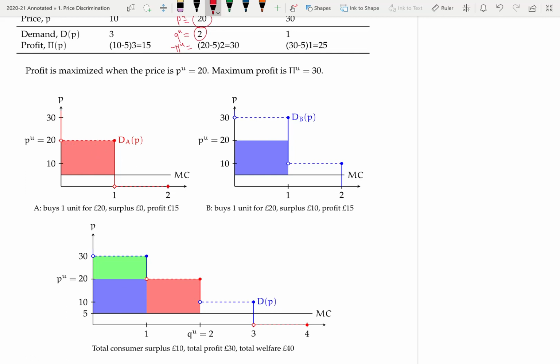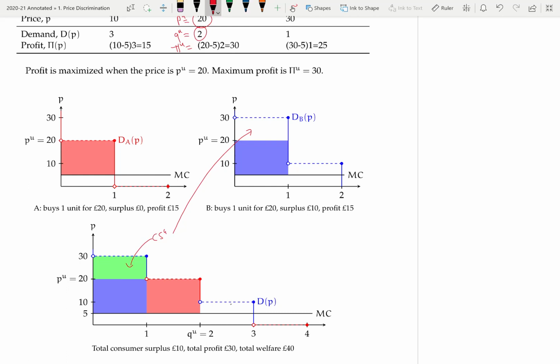Now what about the green area on this diagram? Well, this green area, that's consumer surplus, and that corresponds to this area up here. So buyer A is getting a consumer surplus at this price of 20 because they're willing to pay 30 for that first unit. Buyer B gets no consumer surplus because the price is 20 and the consumer is willing to pay up to 20 for that first unit.